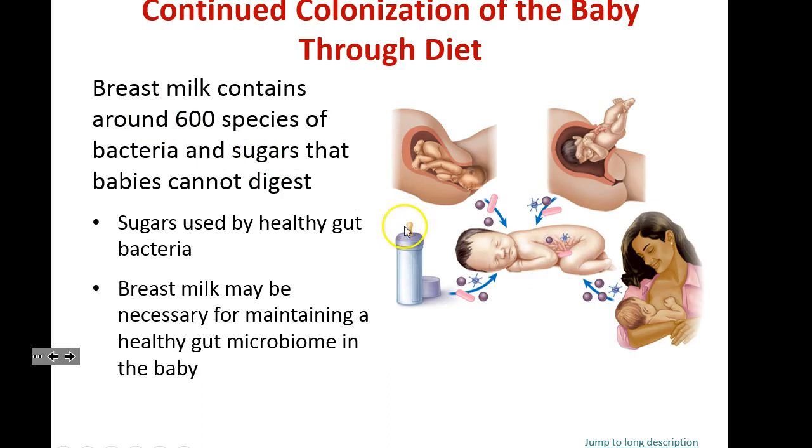Breast milk contains around 600 species of bacteria and sugars that babies cannot digest. These are sugars used by healthy gut bacteria. The breast milk may be necessary for maintaining a healthy gut microbiome in the baby.